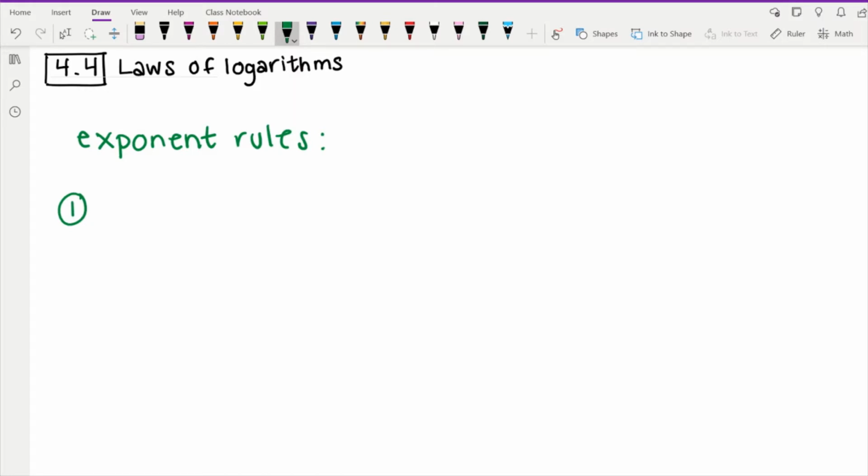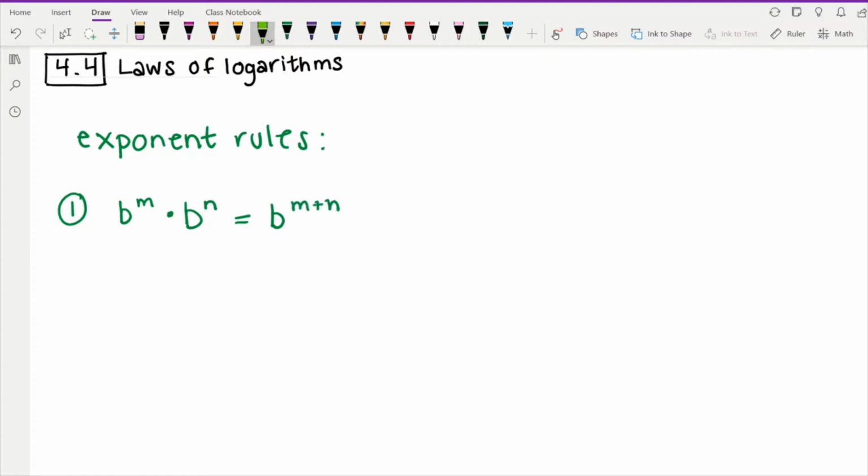Okay, so the first one I want to talk about is if you have two numbers with the same base, both being raised to a power. How can you rewrite a number to one power multiplied by that same number to another power? How can we rewrite this as just one number raised to one power? Well, we could basically take that base, leave it the same, and then add together the exponents.